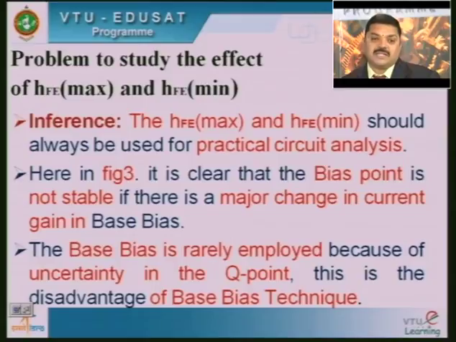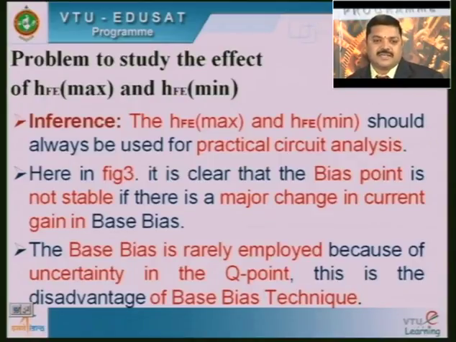So, we saw that IC was fixed, which is a constant, and VCE was fixed, which is a constant, for a base bias circuit. We got a constant or stable operating point just by the theory analysis, and when we change HFE values or beta values from minimum to maximum or vice versa, we got the uncertainty in the operating point. So, that is a major disadvantage of fixed bias circuit.